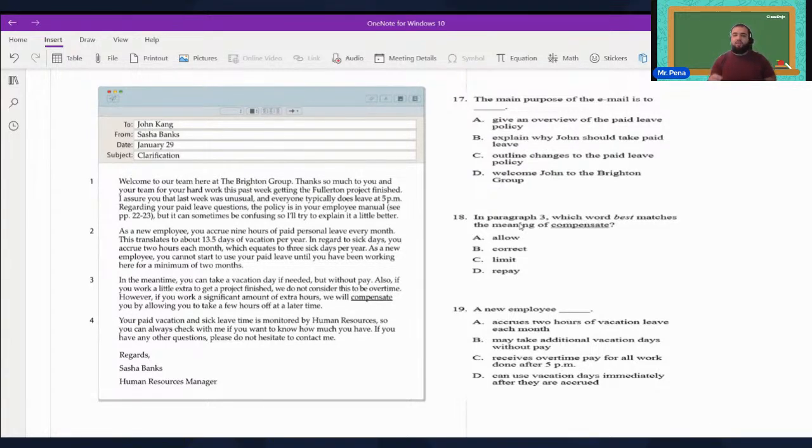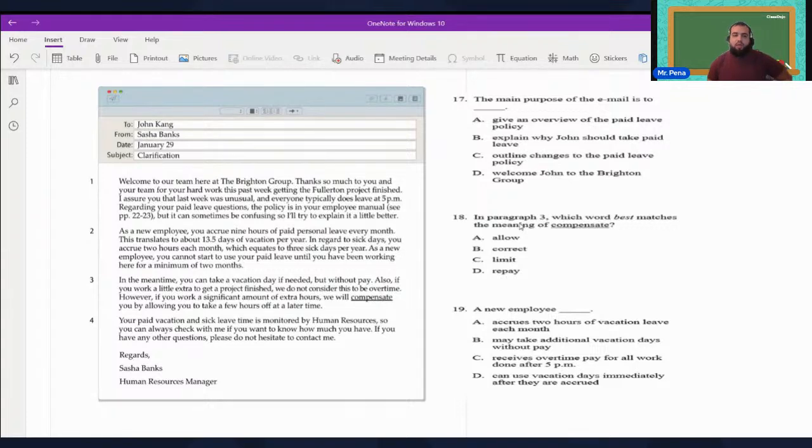Regarding your paid leave questions, the policy is in your employee manual. See pages 22 to 23. But it can sometimes be confusing, so I'll try to explain it a little better. As a new employee, you accrue 9 hours of paid personal leave every month. This translates to about 13.5 days of vacation per year. In regard to sick days, you accrue 2 hours each month, which equates to 3 sick days per year.